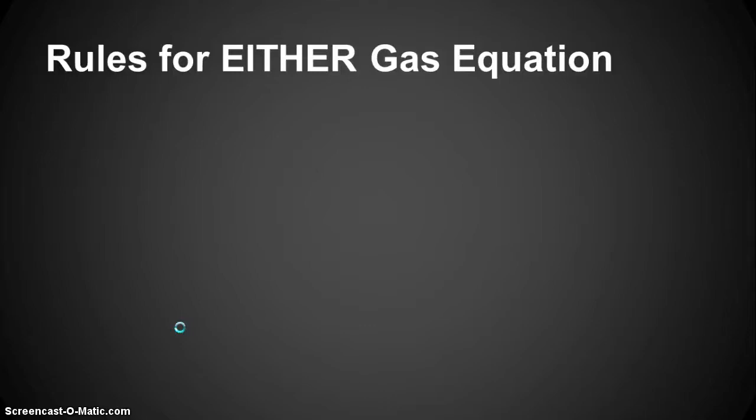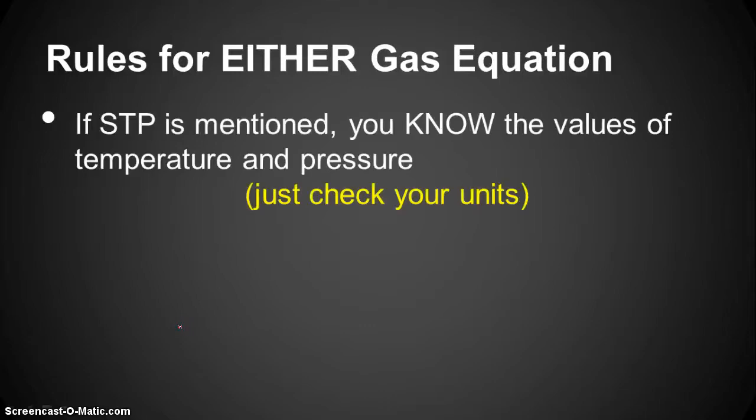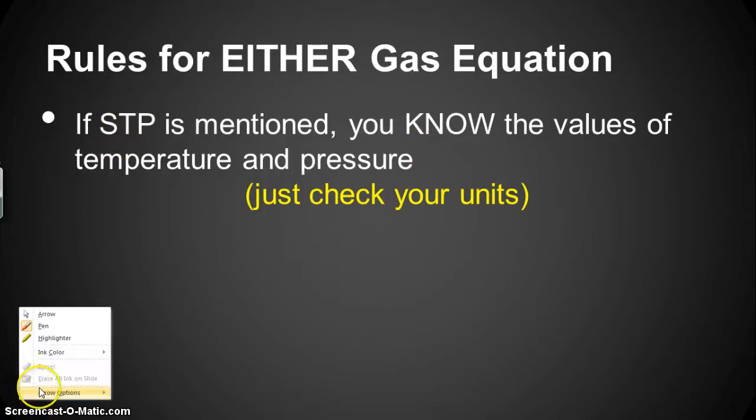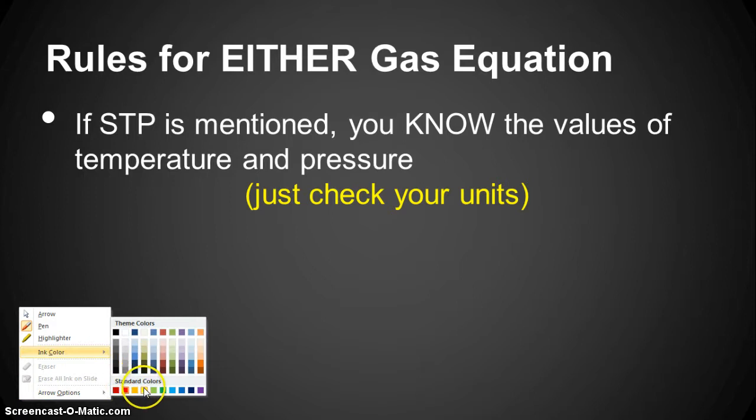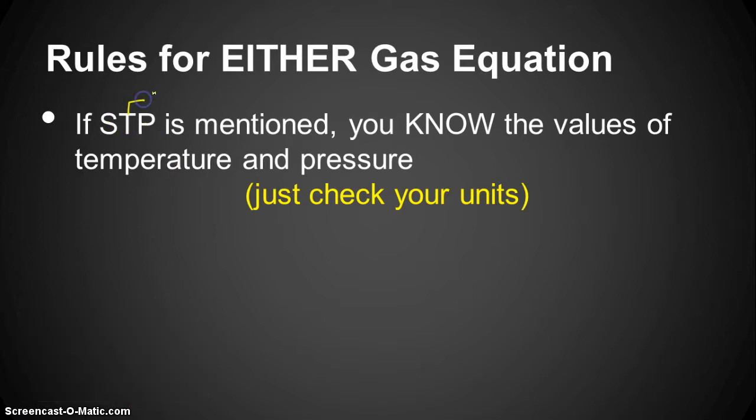Regardless of which equation you choose to use, there are some rules we need to follow. First of all, if they mention STP in the problem, then you know two values. You know that at standard temperature and pressure, the standard temperature is 273 Kelvin, and the standard pressure is 1 atmosphere. So just by them saying STP in the problem, you know two values that you can list in your variables.